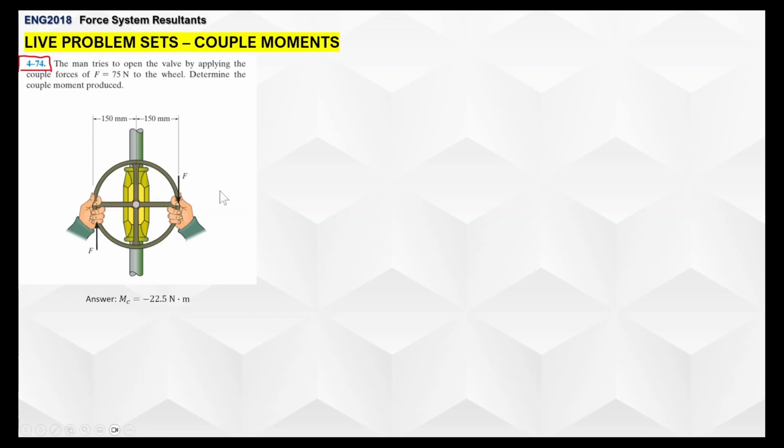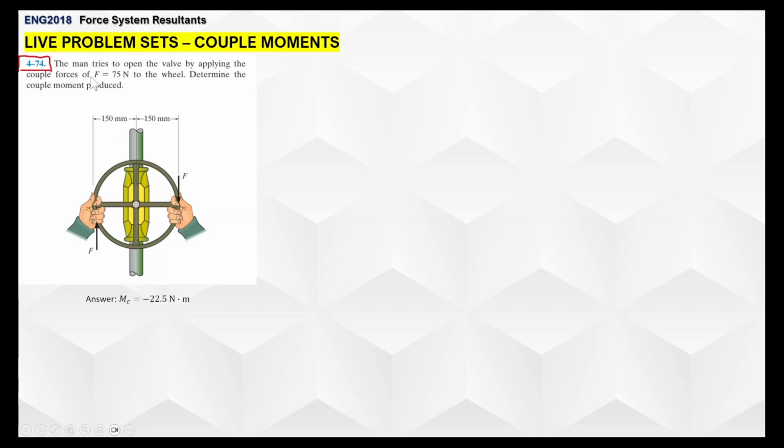Okay, so for couple moments, again, it is a couple moment because the forces have the same magnitude and are parallel to each other, the same magnitude but opposite to each other, and they have a perpendicular distance between them. In this case, 150 millimeter, 150 millimeter by the center, or basically that's 0.3 meters overall from one force to the other. Okay, so all we have to do here is try to determine the couple moment produced.